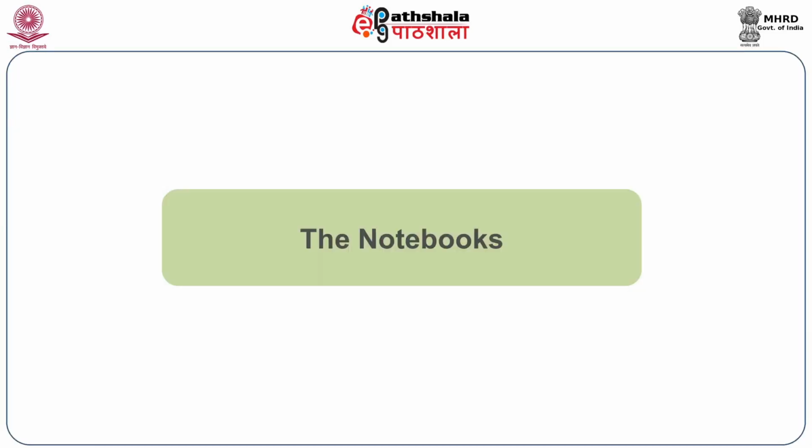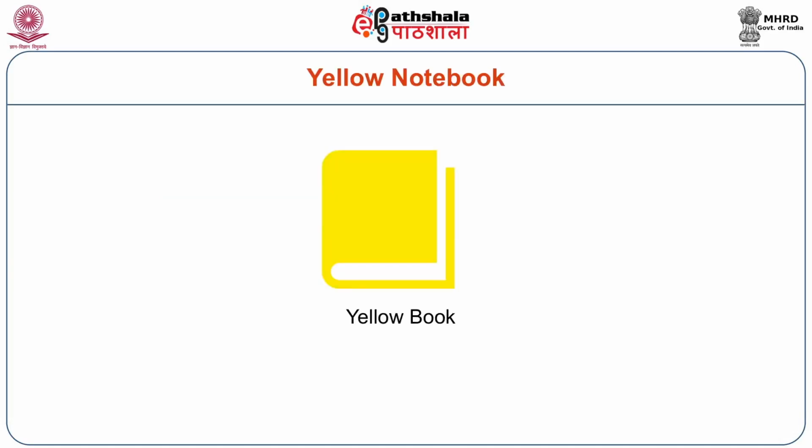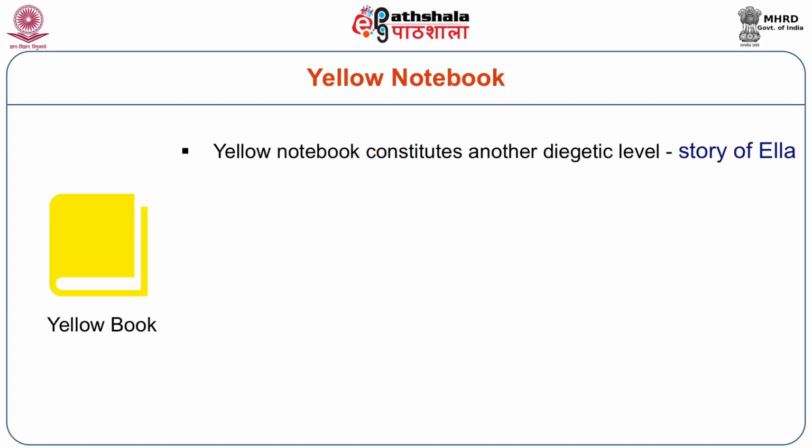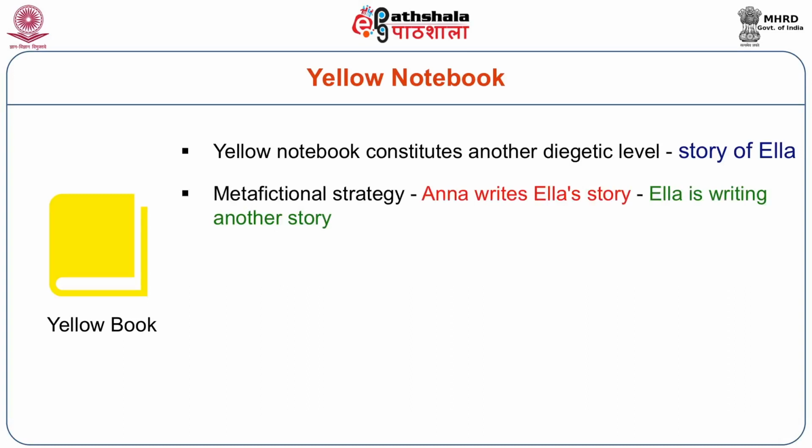Now let's look at the notebooks in some detail. We'll begin with the yellow notebook. The yellow notebook constitutes a diegetic level. It tells you the story of Ella. Now let us see what happens here. The book adopts a deliberate metafictional strategy, and in the yellow notebook you have Anna who writes Ella's story, and Ella is writing another story.